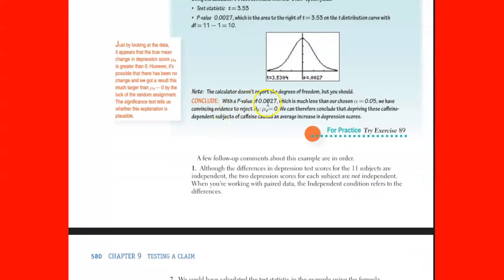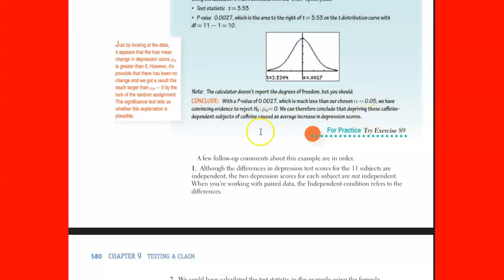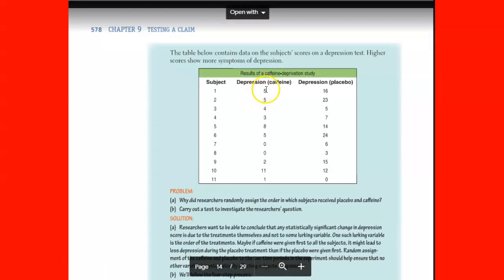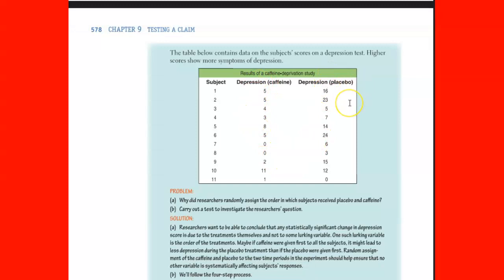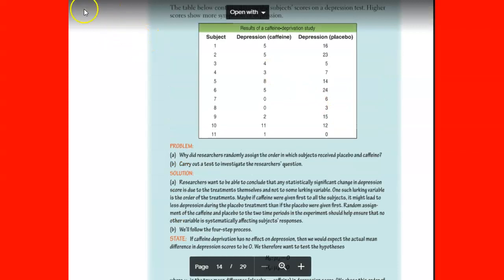That's what this says. With a p-value of 0.0027, which is below our chosen alpha level of 0.05, we have convincing evidence to reject the null. We can conclude that there's increased depression. This is what the alternate hypothesis says. The only difference between this and what we had done before is that instead of using the list of data given, what we are really interested in is the difference between them. How much change was there from one to the other? So that's a paired t-test as opposed to just a t-test. The logic is exactly the same. So that is pretty much everything from 9.